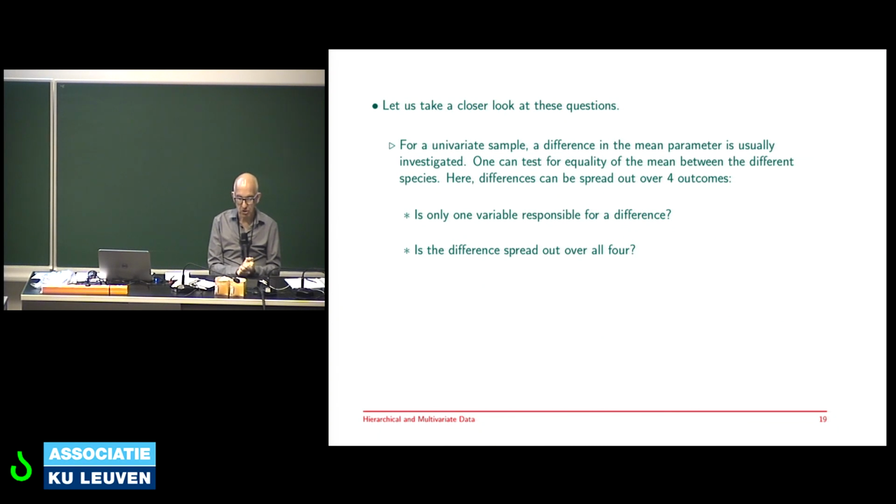Okay, so as I said, for a univariate sample, a difference can be estimated quite easily with a test for the 2 groups or the 3 groups. If I have sepal length and I have 3 groups, I do an ANOVA, a 1-factor ANOVA with 3 levels for that factor. Fine, you're done.